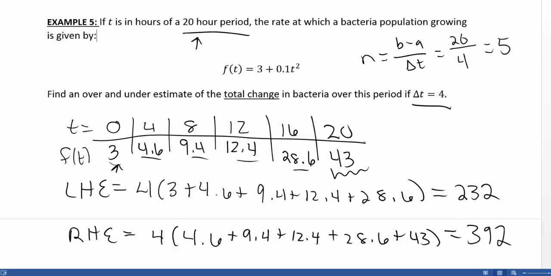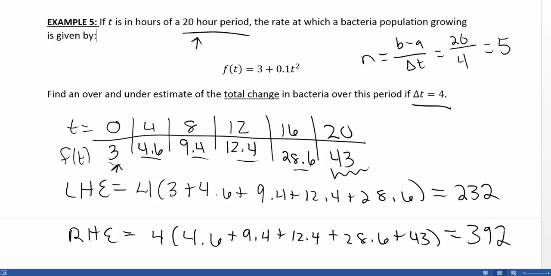So now again, I need to look at my two numbers and the bigger one is my overestimate. So 392 is going to be my overestimate and 232 is going to be my underestimate. If for some reason this question had asked for best estimate, we would have averaged those two numbers together and we would have gotten 312. So we can see that the change in bacteria is positive, but we don't know exactly how many bacteria there are because we don't know how many we started with. But we have a general sense of how much it's changed over this 20-hour period.